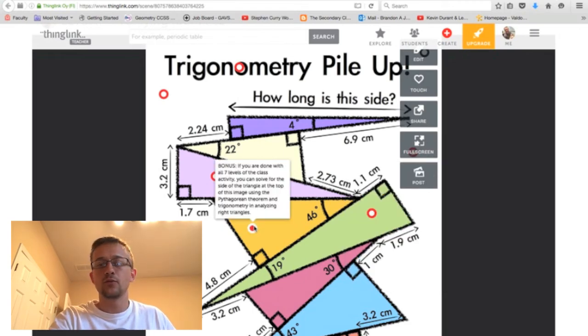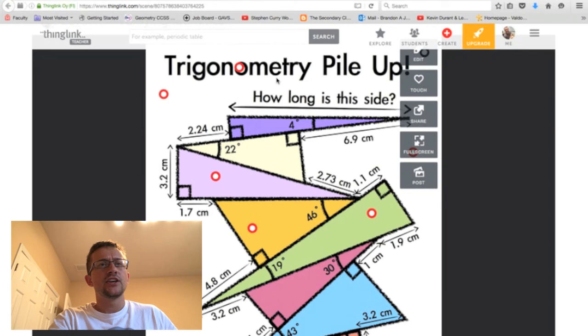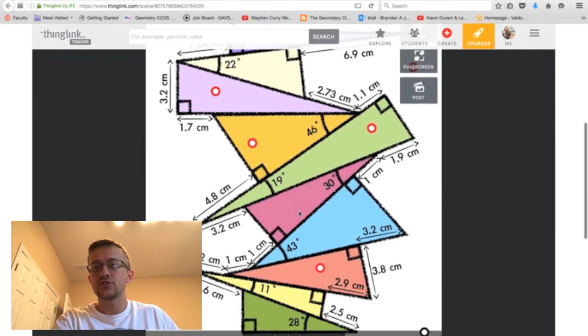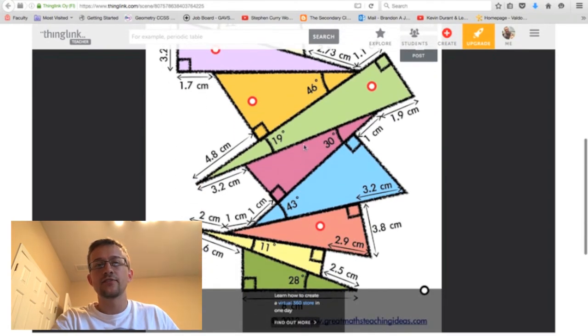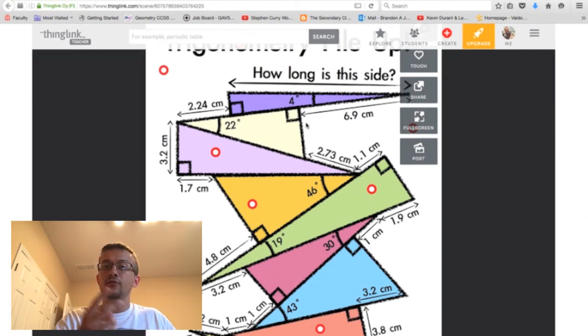Also, there's a bonus one. On the bonus activity, after you complete all 7, maybe your group is finished, you could actually solve this trigonometry pile-up puzzle, starting from the bottom and working your way up, using both Pythagorean formula and also trigonometry identities that we had discussed in the previous unit when involving right triangle calculations. So it's completely up to you. You use this class time to go as far as you possibly can.